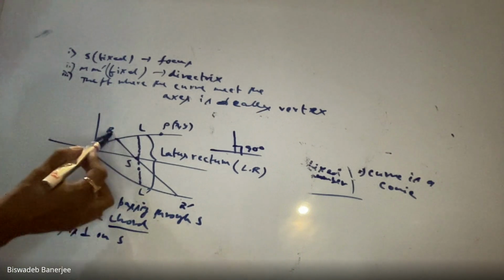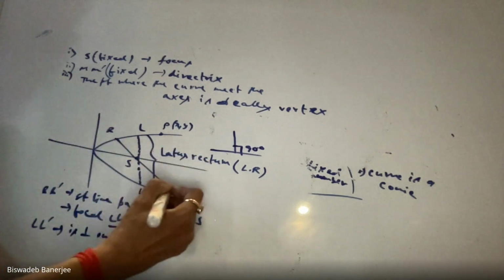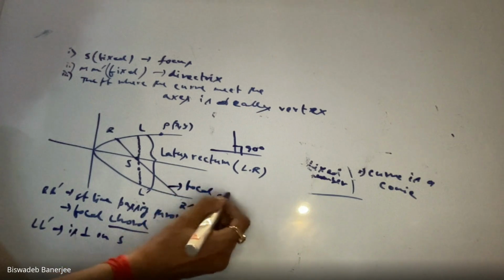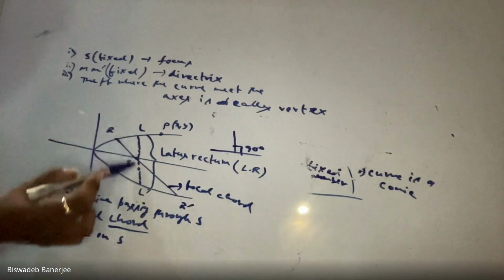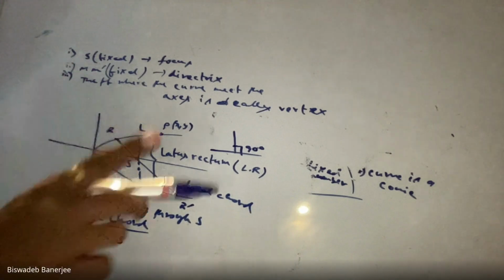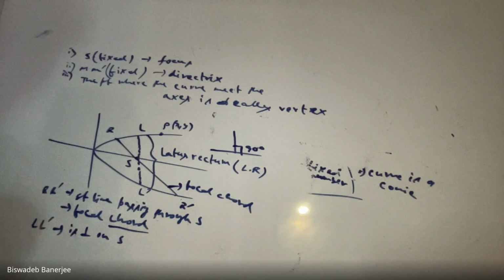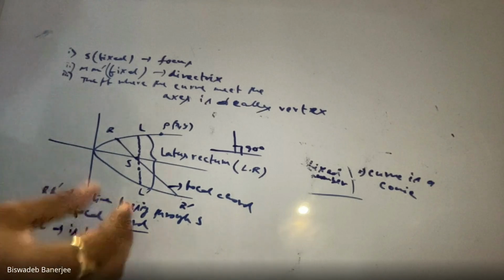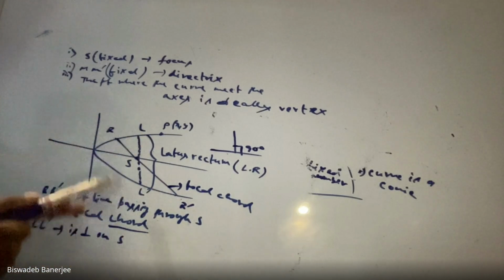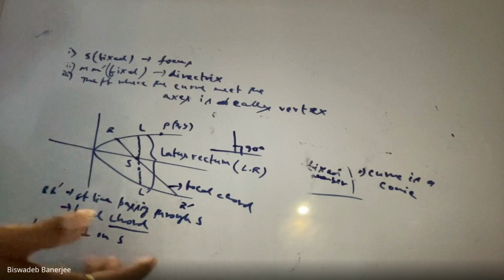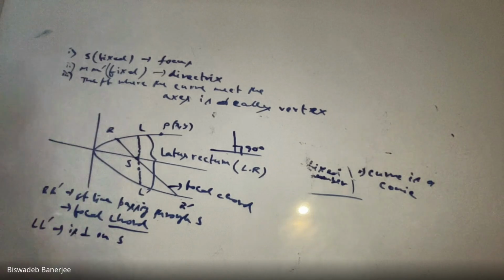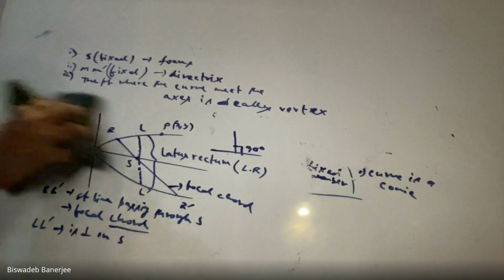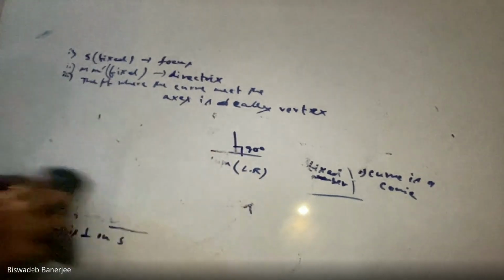So see the difference. RR dash is simply a focal chord. LL dash is also a focal chord, but it is perpendicular. And since it is perpendicular, it is called the latus rectum. The latus rectum is also a focal chord, but it is perpendicular at S, right? So any focal chord which is perpendicular at the focus is called the latus rectum. These are some very, very important concepts.